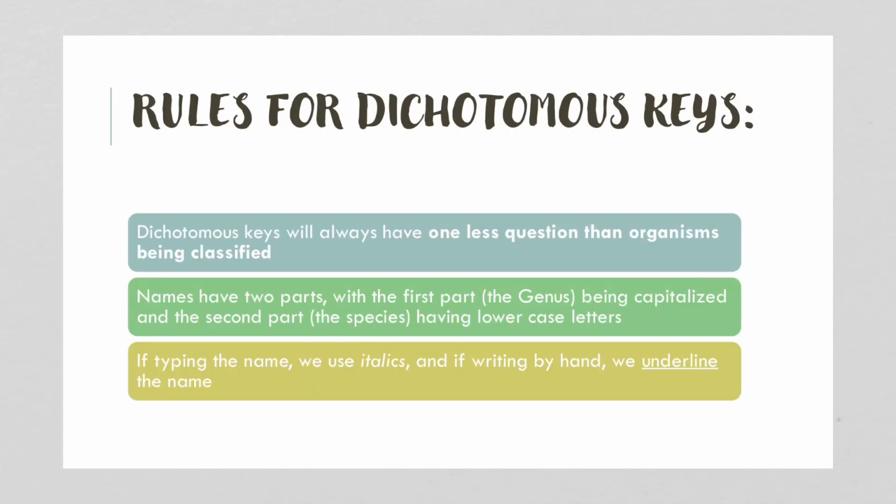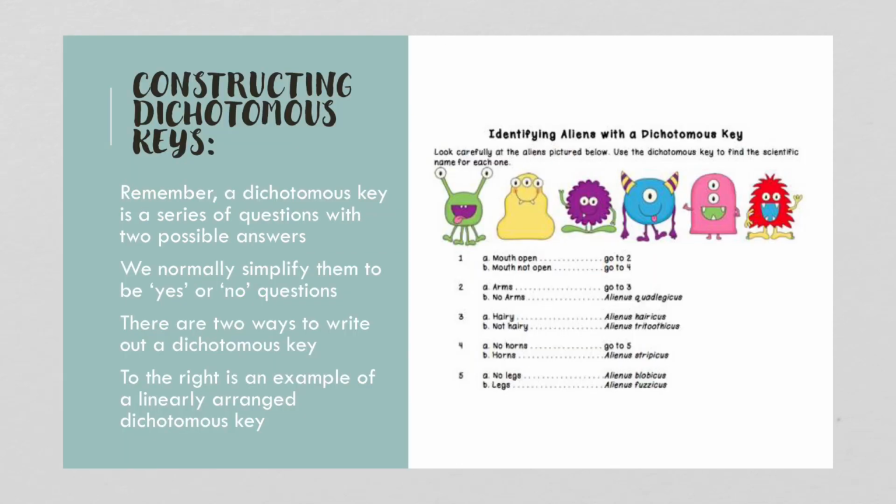So there's some rules to follow for making a dichotomous key. They will always have one less question than the organisms being classified. If you have more than that, you've not created a proper dichotomous key. The names at the end will be given two parts, with the first part, the genus, being capitalized, and the second part, the species, having lowercase letters. If you're typing the name, you use italics, and if you have to write it by hand, you underline the name.